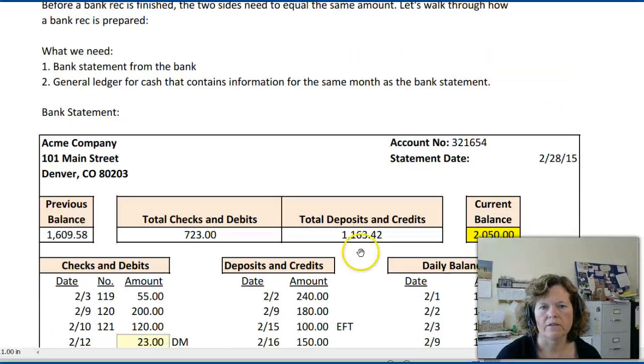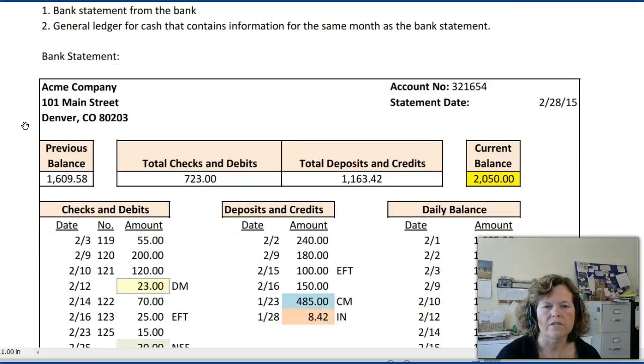So what we need to prepare our bank rec, we need a bank statement from the bank. That can either be in electronic format or paper format. If I get it in electronic format, I would save it as a PDF so that I have a copy on my computer. Whether or not I print it out would depend on the client or the need. We also need the general ledger for cash that contains the information from the same month as the bank statement. So that's going to be our books.